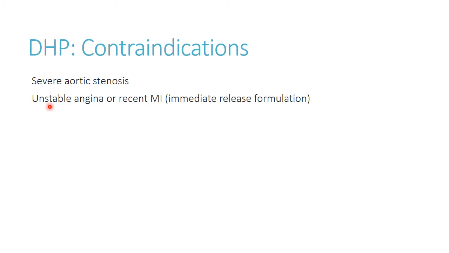Like good idea, giving the patient a beta blocker. Bad idea, aortic stenosis and dihydropyridines. Anyway, also keep in mind that we usually avoid the dihydropyridines in patients who have unstable angina.